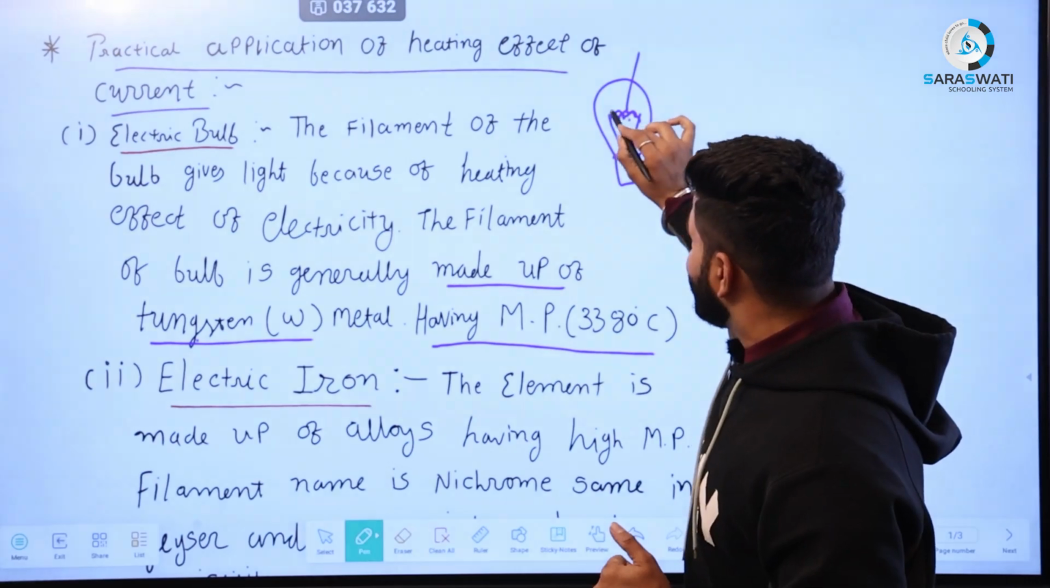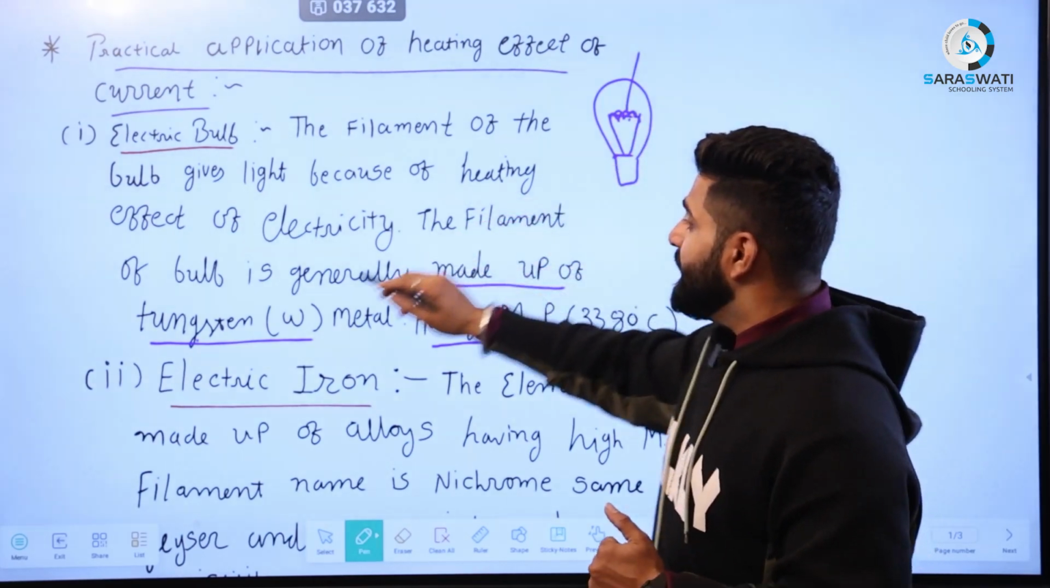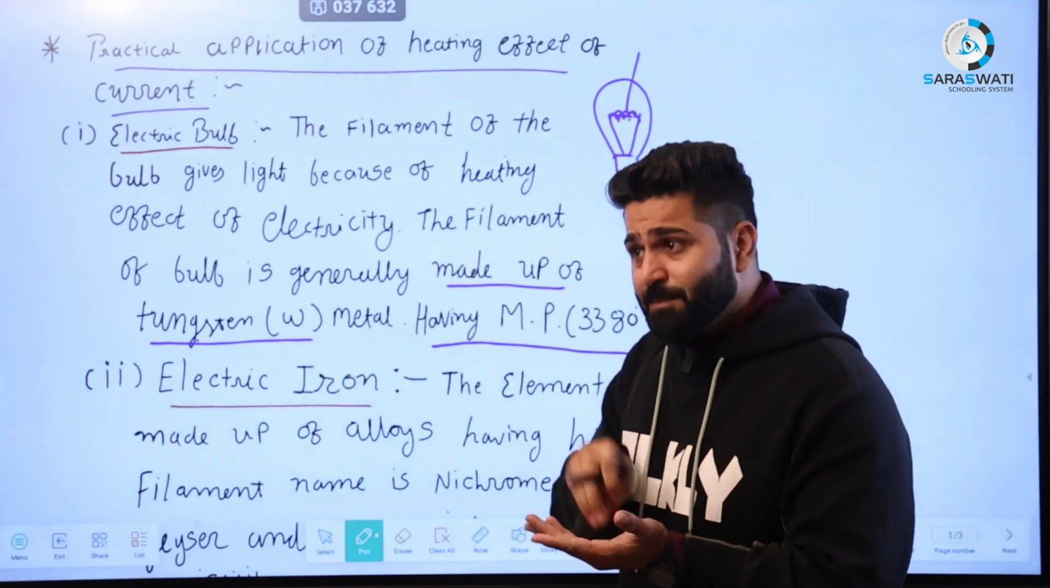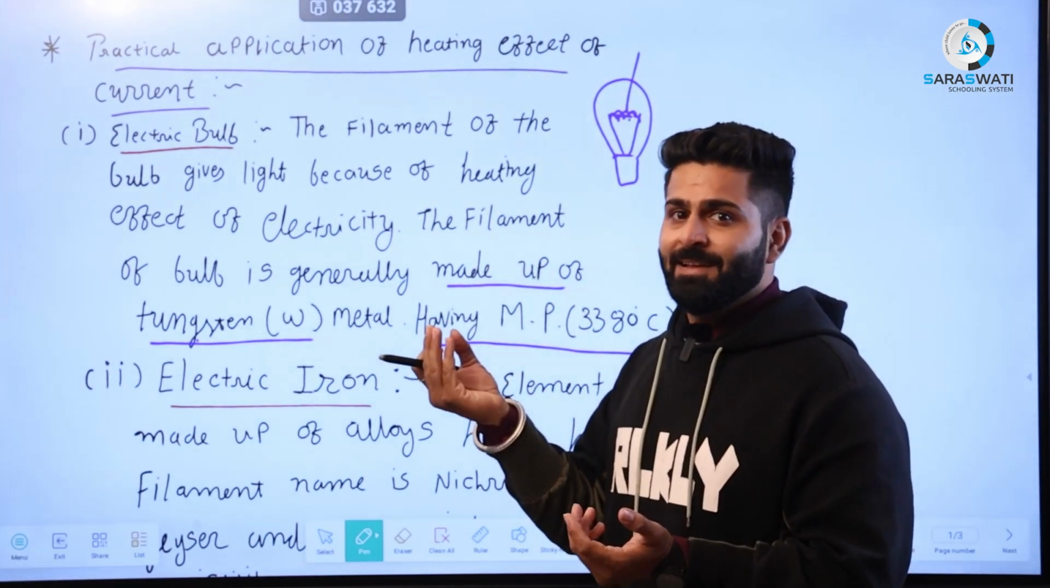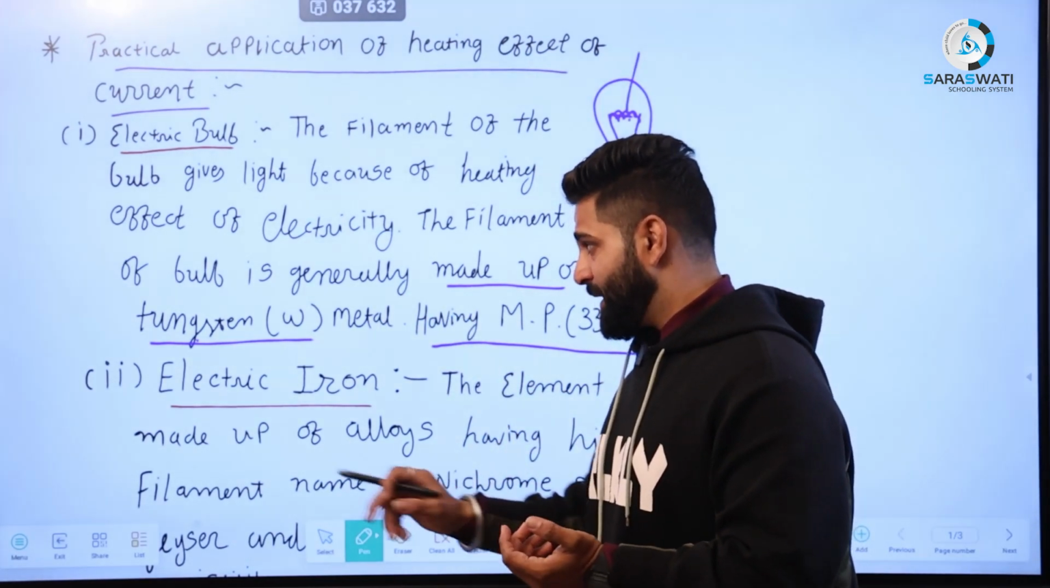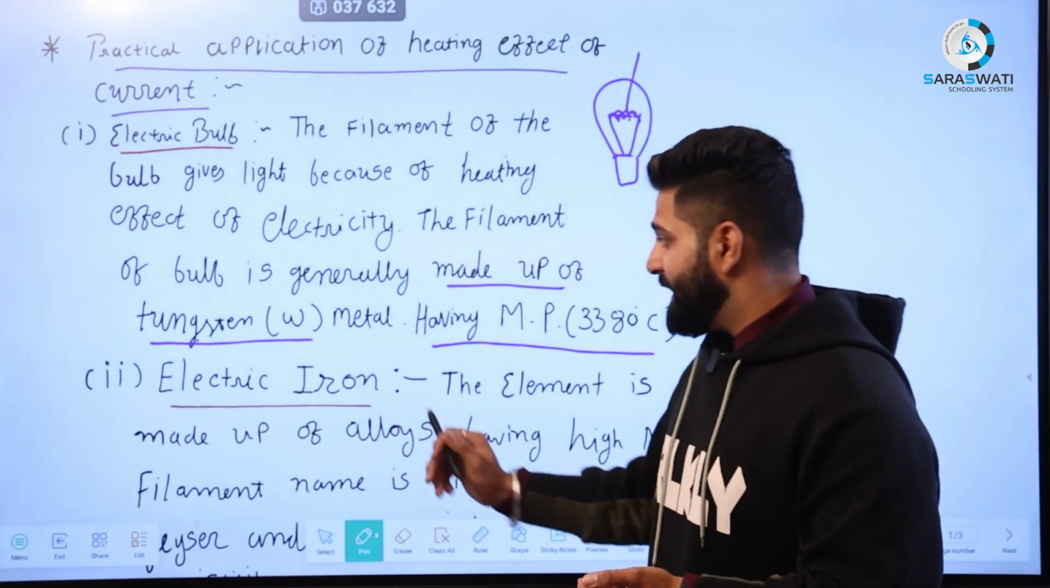When the current is passed through the tungsten, it produces heat, but the amount of heat is less, and a high amount of light is produced, which is used in the filament of the bulb. After that, the electric iron.